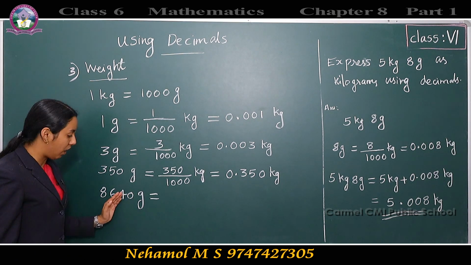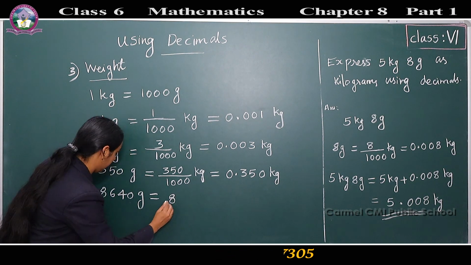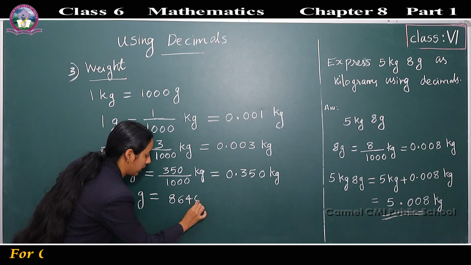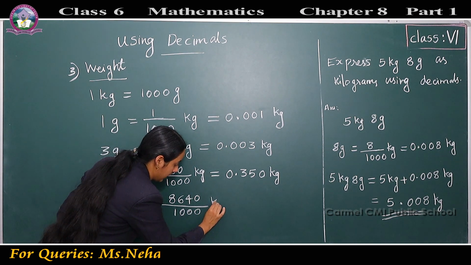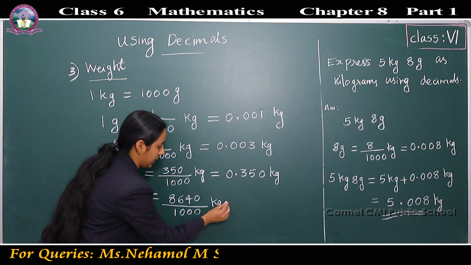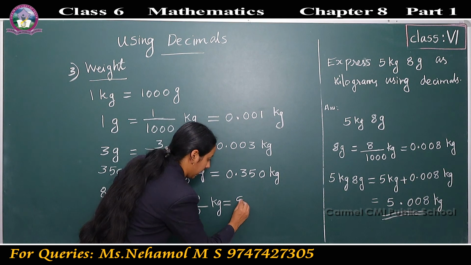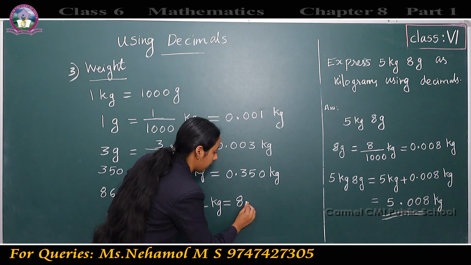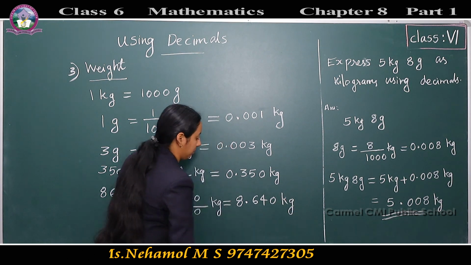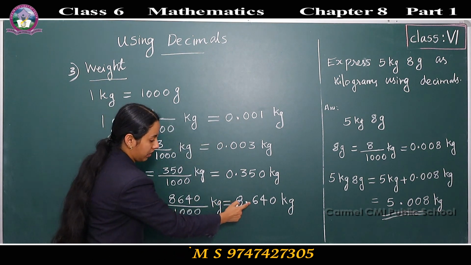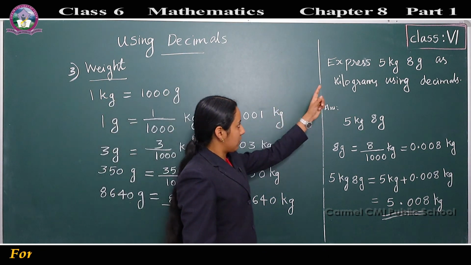Next one, 8640 gram. We have to convert this to kilogram. That is 8640 by 1000 kilogram. That is equal to 1, 2, 3 zeros. So 8.640 kilogram. Now consider this question.